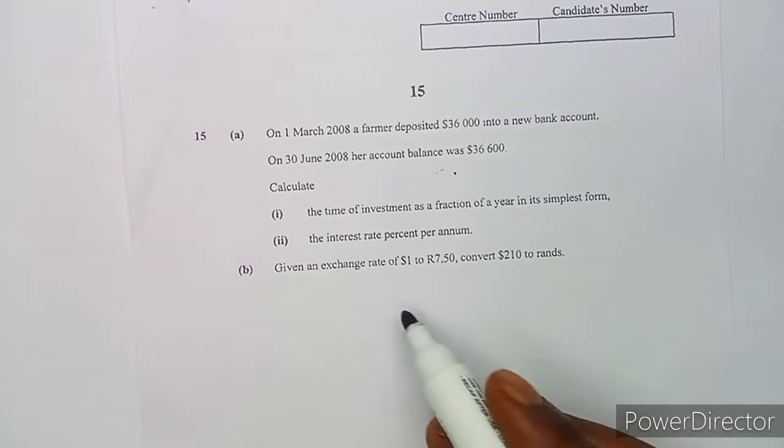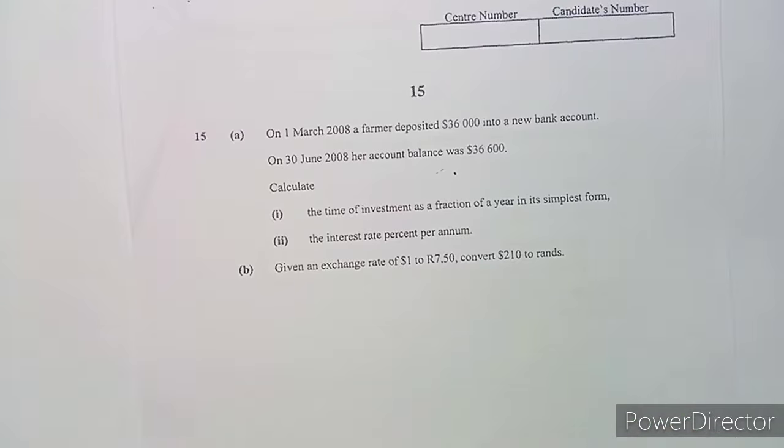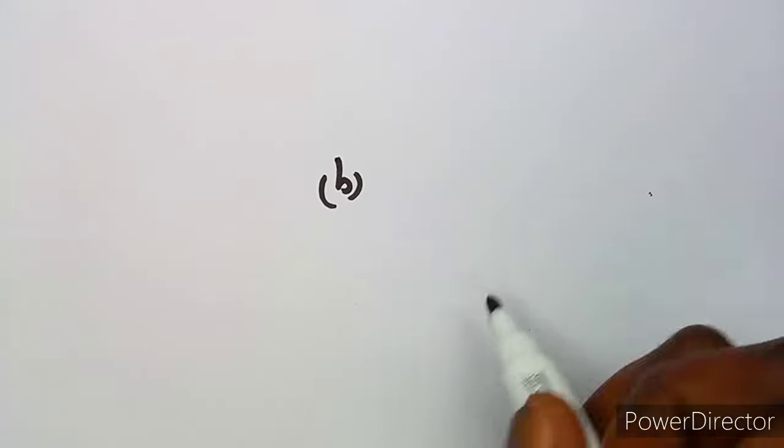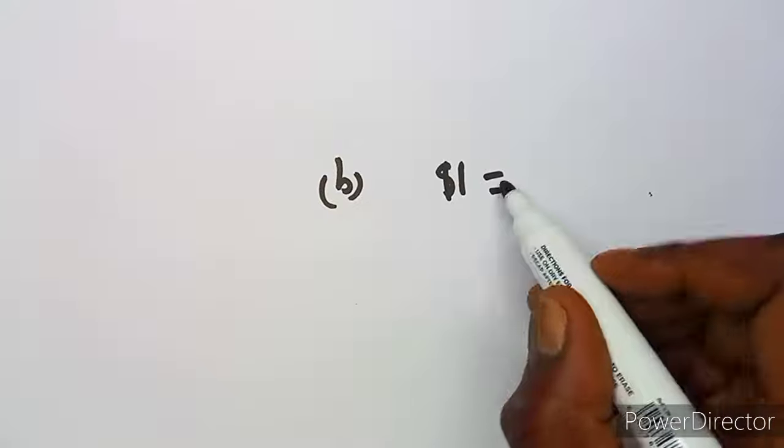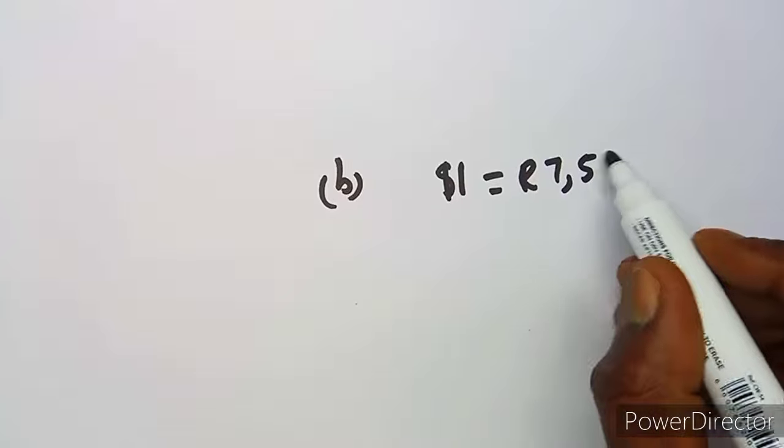Given an exchange rate of $1 to 7,50 rand, convert $200 to rands. All right, we have got a conversion that is simply on the market for that particular day, that $1 is going to be exchanged for, or is going to be equivalent to, 7.50 rand.